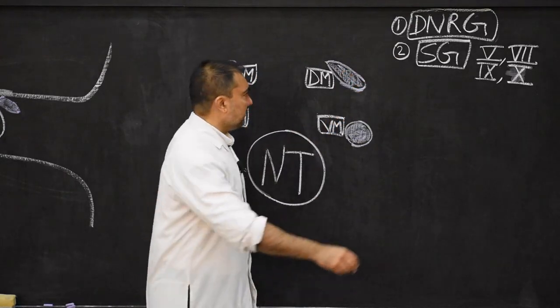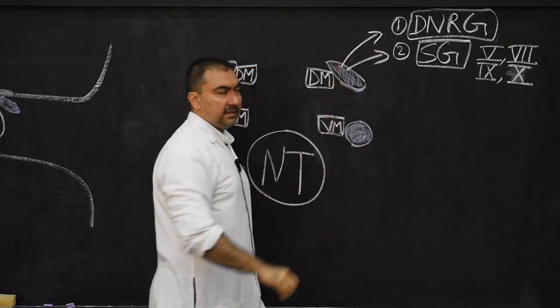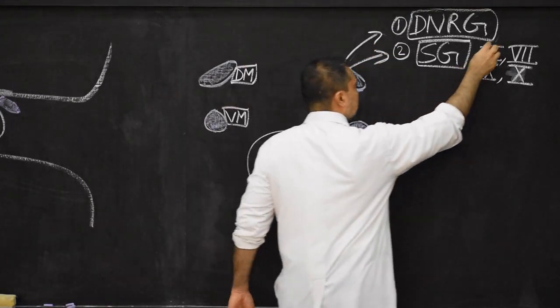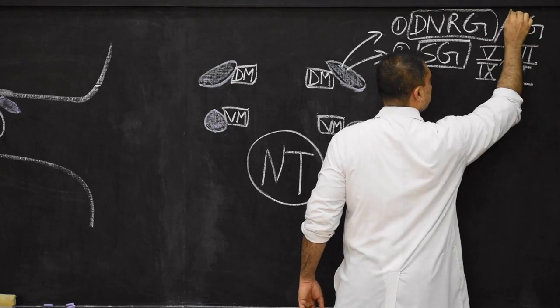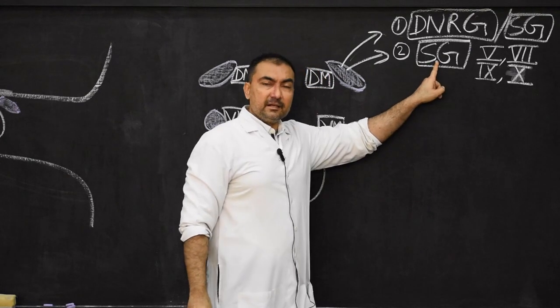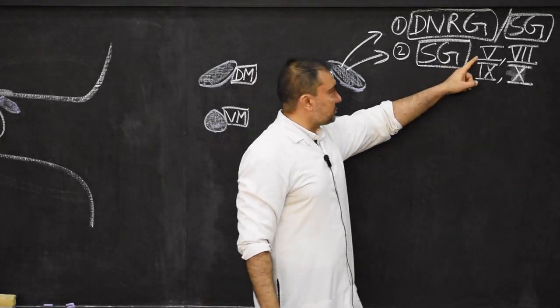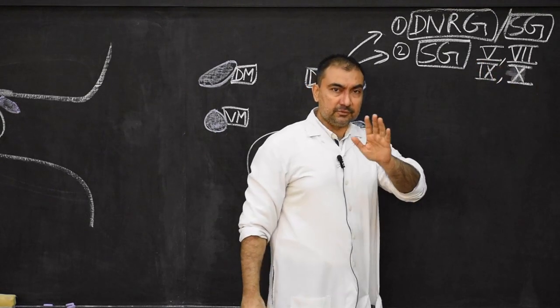So the dorsal mass will develop into these two structures: the dorsal nerve root ganglion, which is also known as the spinal ganglion. And remember, this is sensory ganglia, the sensory ganglia related to the trigeminal, facial, glossopharyngeal and vagus nerves.